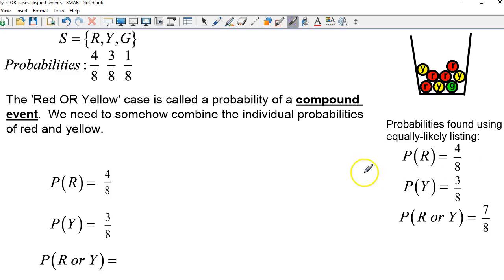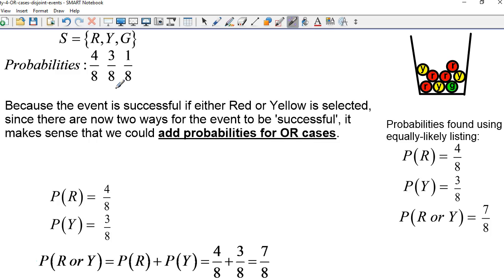So this red or yellow case is called a probability of a compound event, and that's because 2 things have to occur, right? It can be red or yellow. Maybe I should not say 2 things have to occur, but we can call the outcome successful if we have a red or a yellow. So there's multiple ways for it to occur. That's referred to as a compound event. And it would be nice if we could somehow combine the individual probabilities for red and yellow in some way in order to get that event.